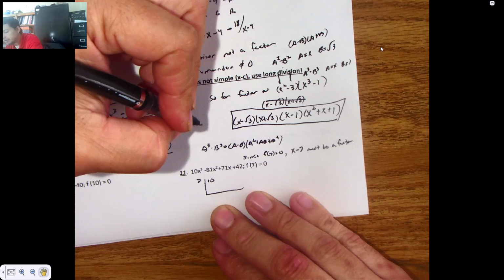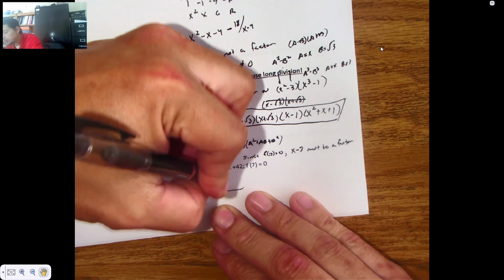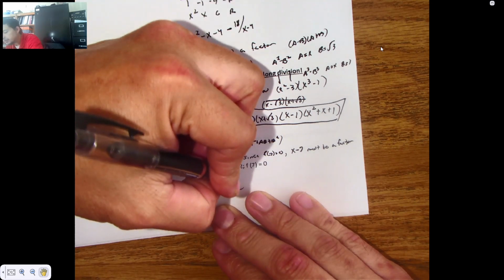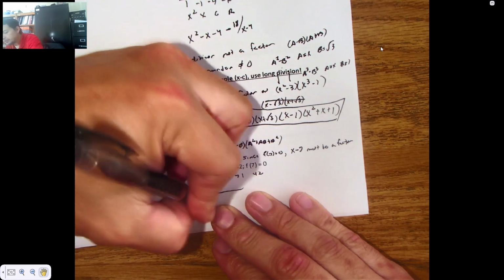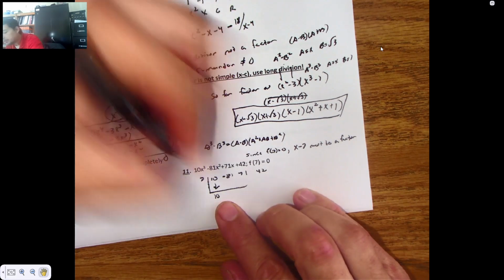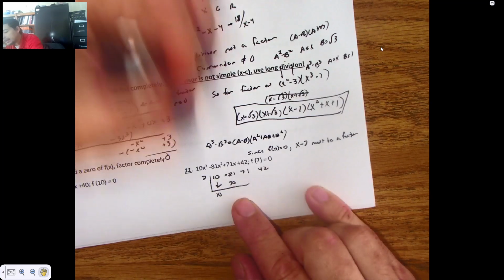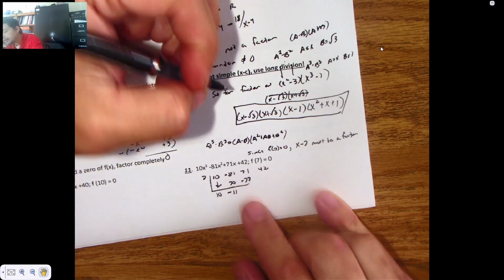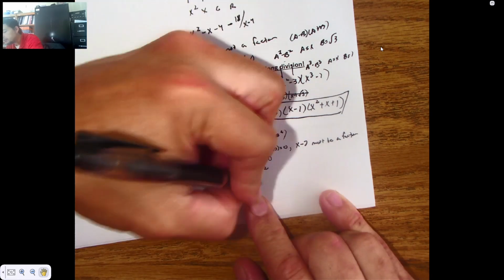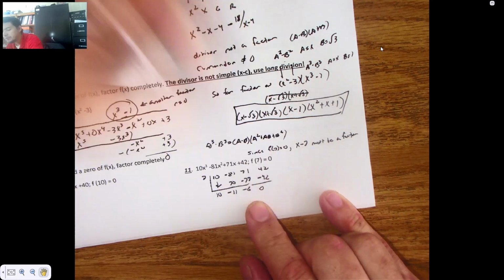I got a 10 for a coefficient. I got a negative 81 for a coefficient. I got a 71 for a coefficient. And I got a 42. And I drop. And I multiply and I get 70. And I add and I get negative 11. I multiply and I get negative 77. I add and I get negative 6. I multiply and I get negative 42. And there's my 0.